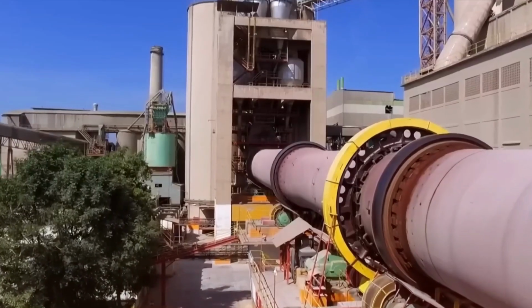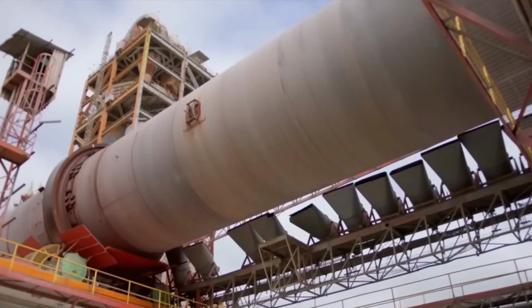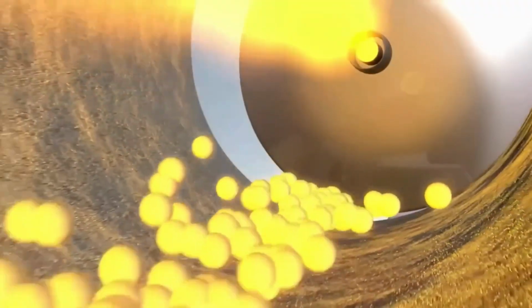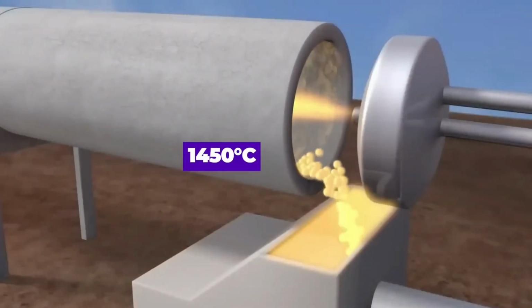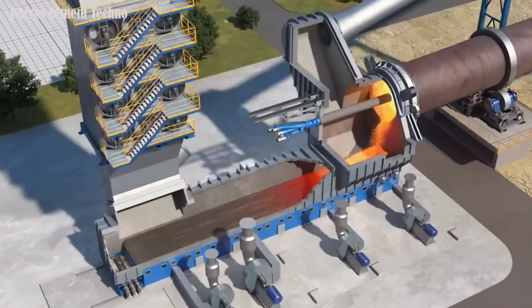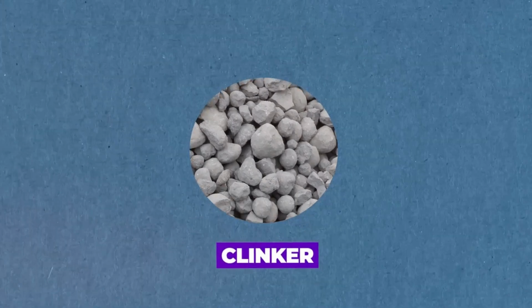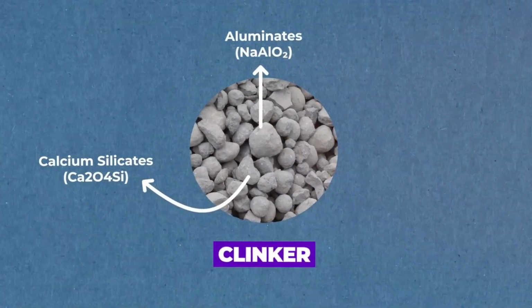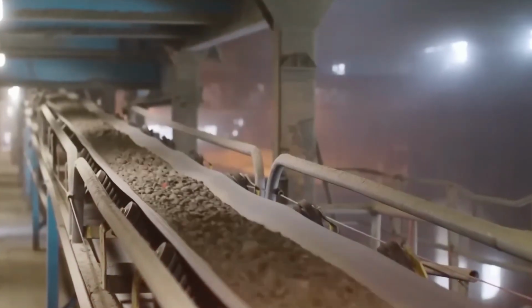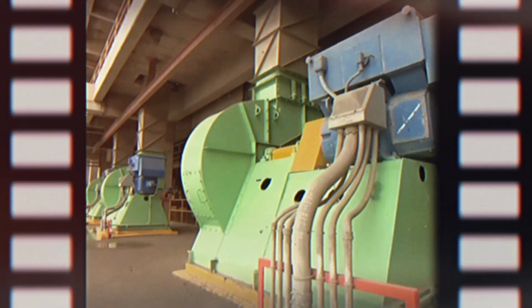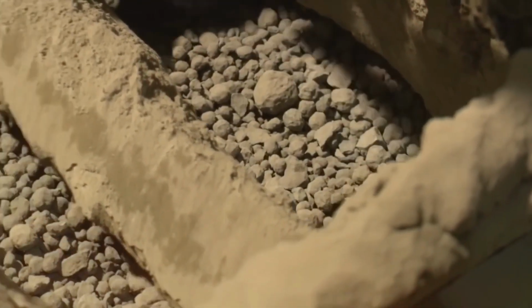The preheated and partially calcined raw material is then directed to a rotary kiln, an impressive cylindrical structure where the temperature can reach up to 1450 degrees Celsius. In this kiln, the raw materials undergo a series of complex chemical reactions and sintering, resulting in the formation of small marble-sized clumps, also known as clinker. This clinker, consisting of calcium silicates, aluminates, and ferrites, is discharged from the kiln and cooled in a specialized clinker cooler. The cooling process is crucial to maintain the quality of the clinker and prevent unwanted crystal structures.